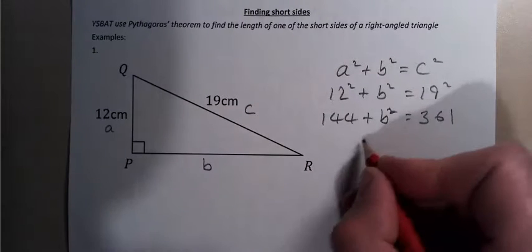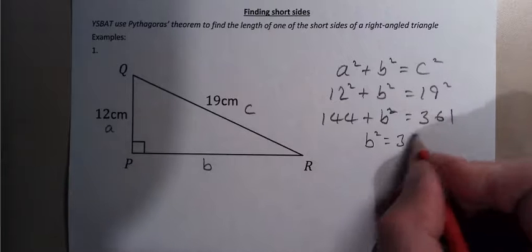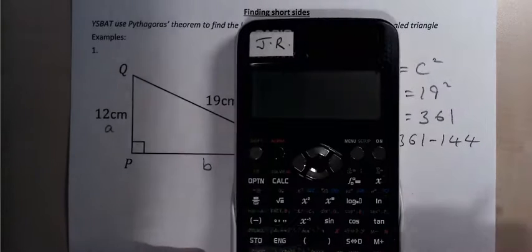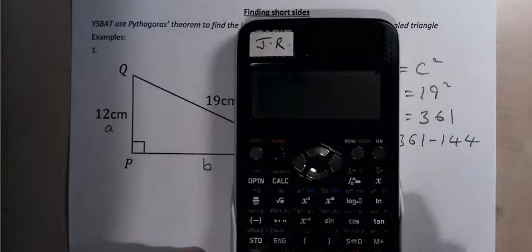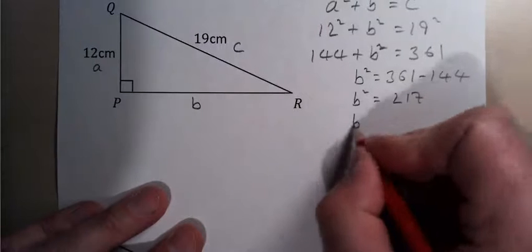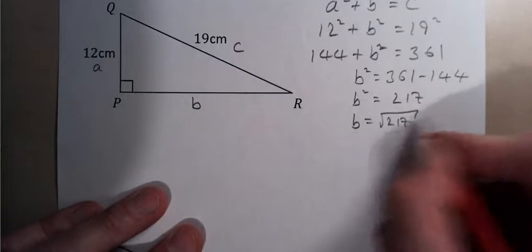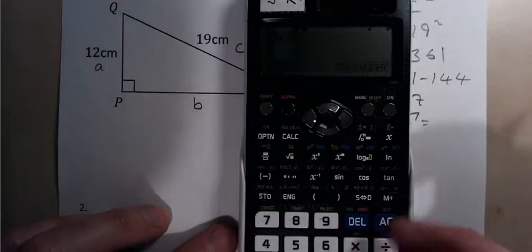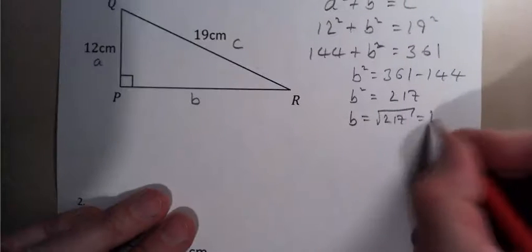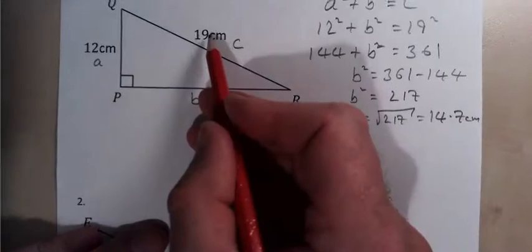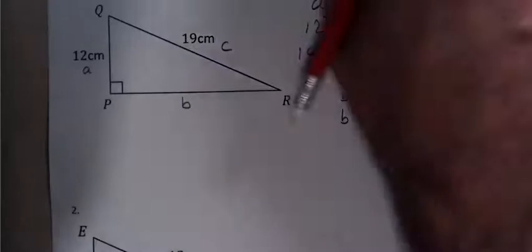How do I get the B squared on its own? I have to take these away, so it's going to be 361 take away 144. So 361 take away 144, and that of course gives me 217. B squared is 217, and then B is the square root of 217. If I take the square root then of the answer, that's going to give me 14.7, and that's centimeters. Again, this needs to be smaller than this. If it's not, you've messed up somewhere, because we're finding the shorter side.